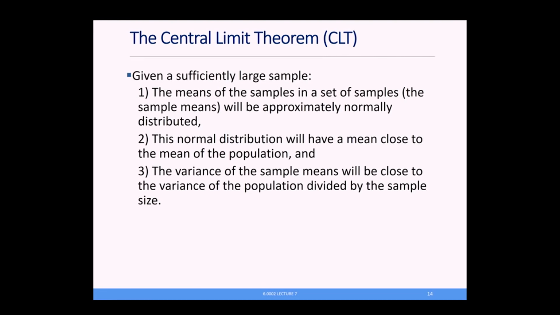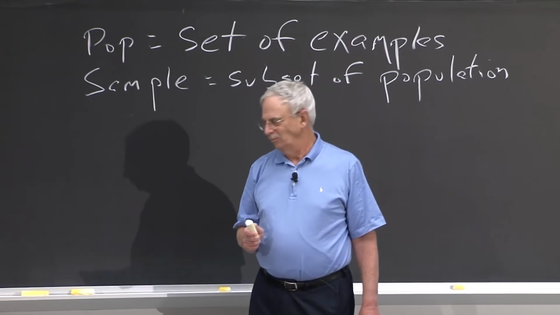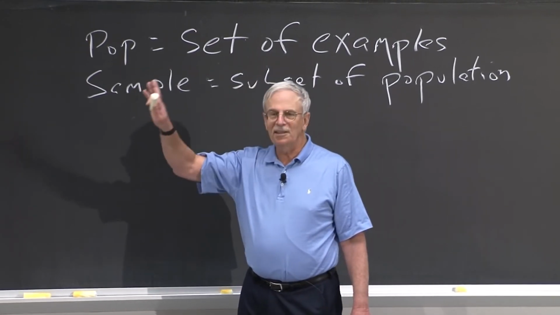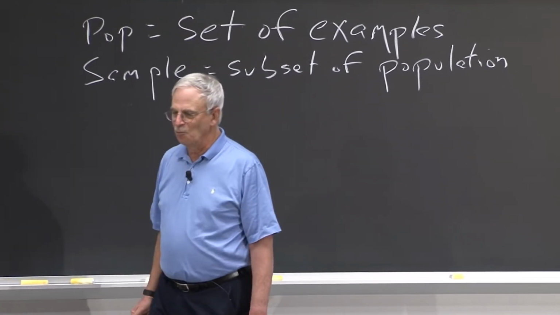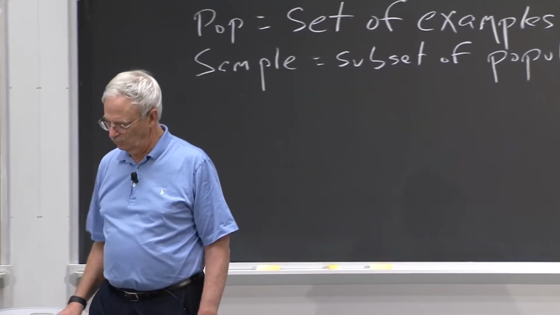The mean of the means will be close to the mean of the population. And the variance of the sample means will be close to the variance of the population divided by the sample size. This is really amazing that this is true and dramatically useful.